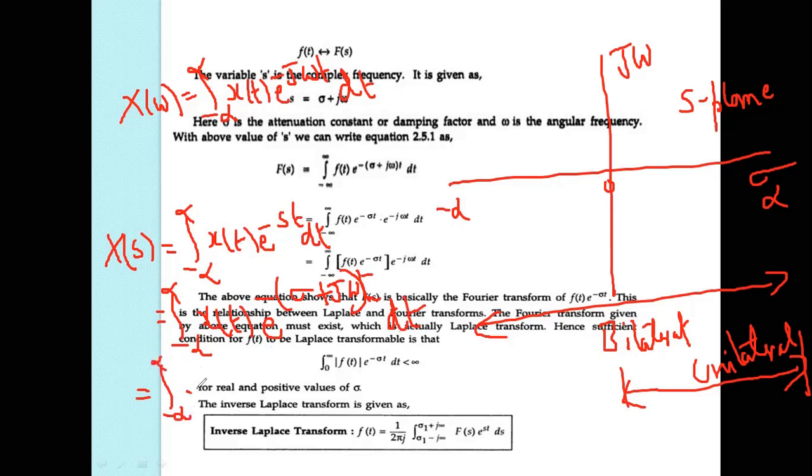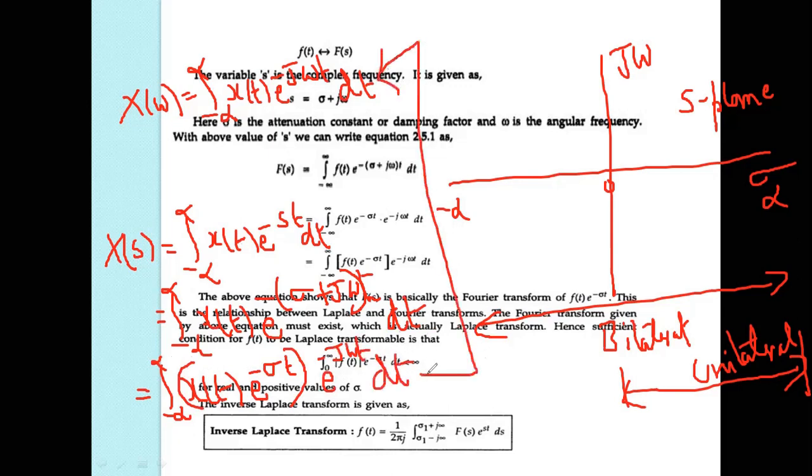After splitting the exponential, x of t into e power minus sigma t as one function, and e power minus j omega t dt. So now you can observe here that the Laplace transformation and the Fourier transformation are both the same, except that instead of x of t, here it is x of t into e power minus sigma t, which is a Fourier transformation function only.